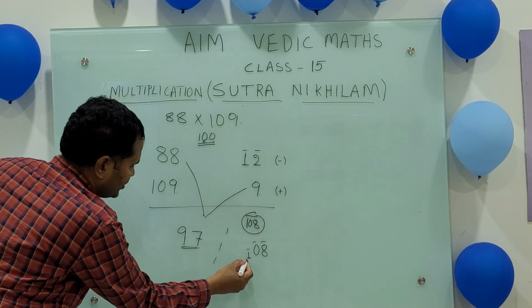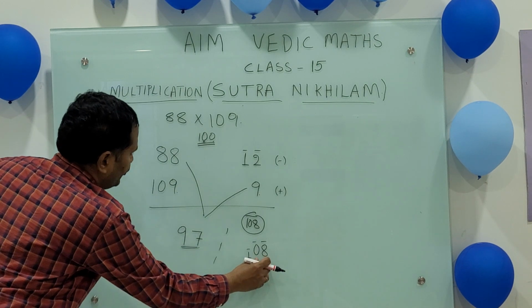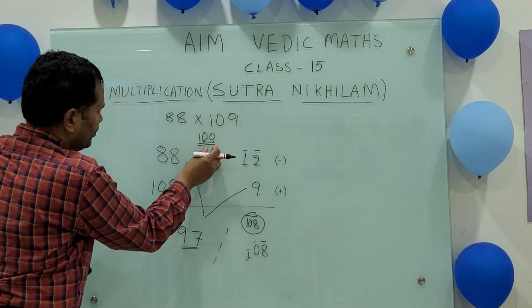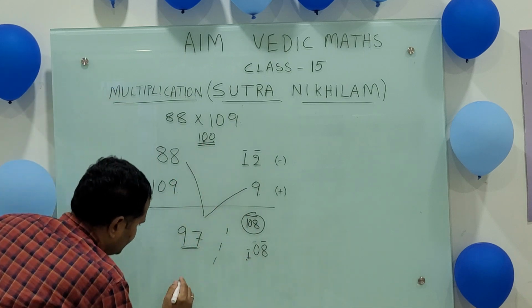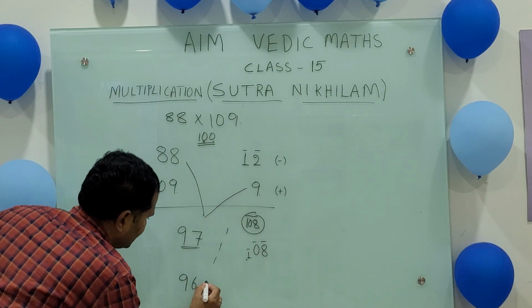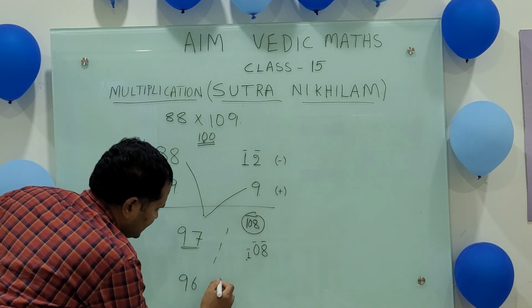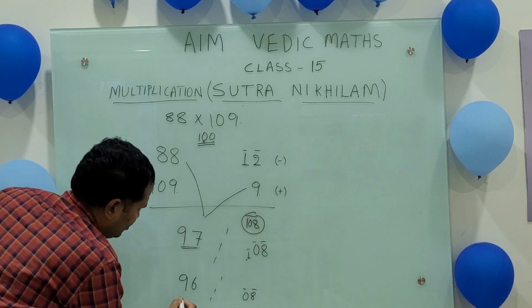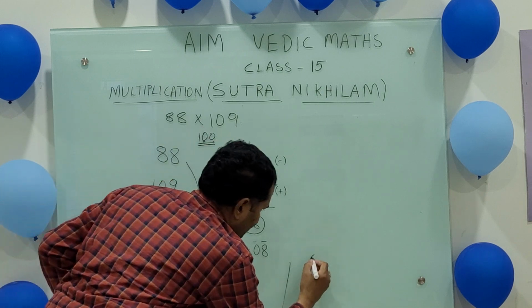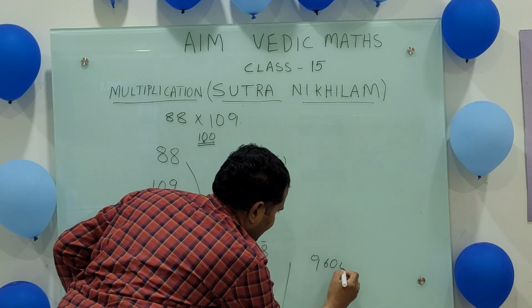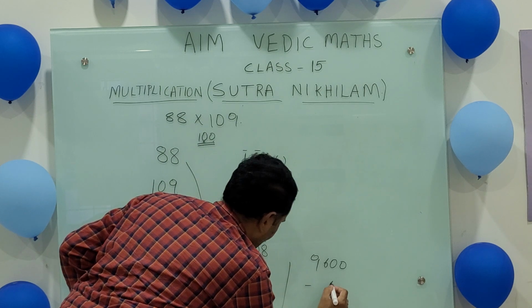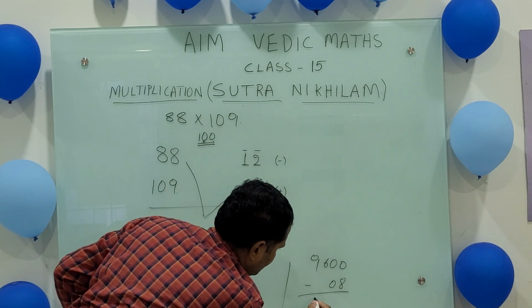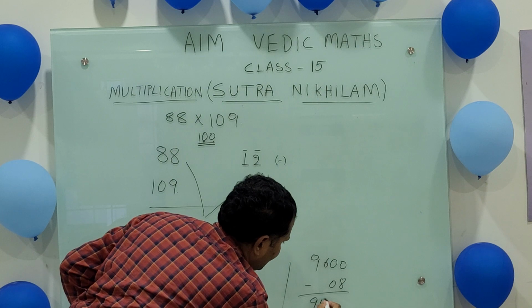You are adding this, you are shifting this one here. Why? Because only two digits should be there. Why? Because our base is having only two zeros. So this is 96, and then this is 08, but it is minus. So 9600 minus 08 equals 9592.